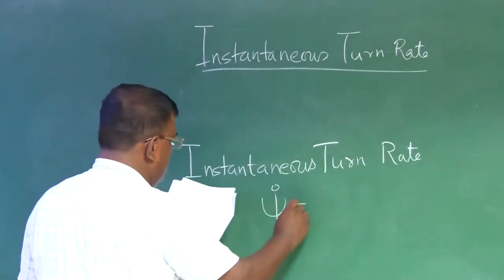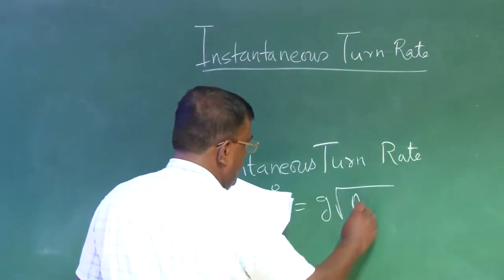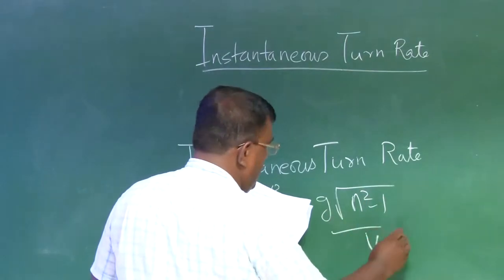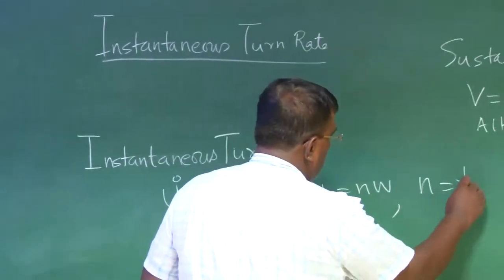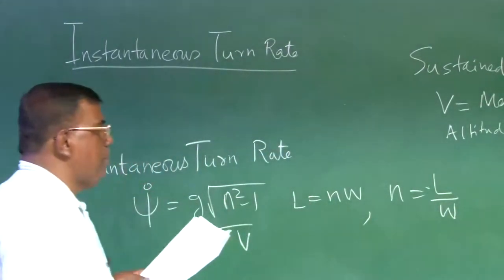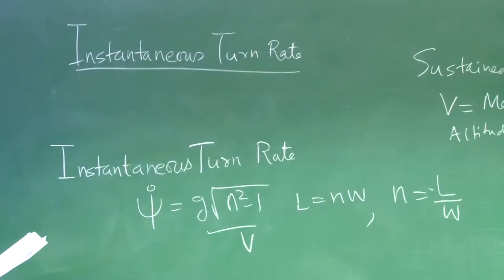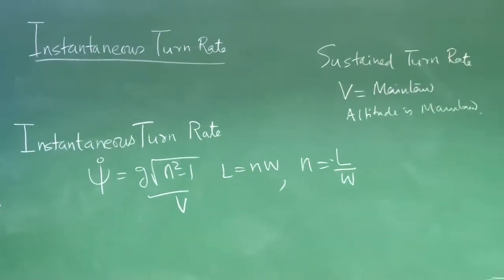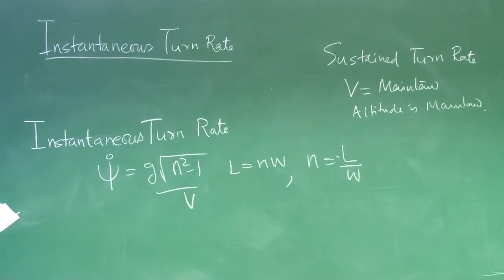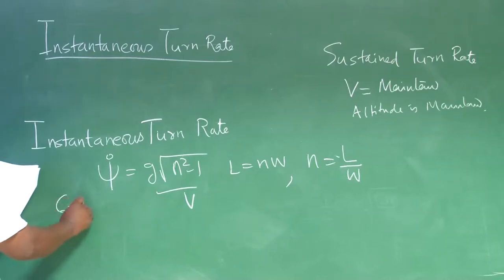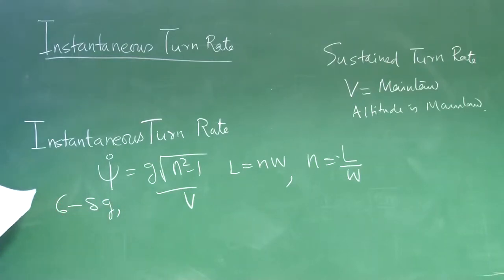Well, you know this expression, under root n square minus 1 by V, where lift equal to nW, or the load factor n equal to the ratio of lift and the weight. Typically sustained turn rates are lower than instantaneous turn rate for the reason which I explained earlier. For instantaneous turn rate, the value could be anything between 6 to 8 g accelerations.